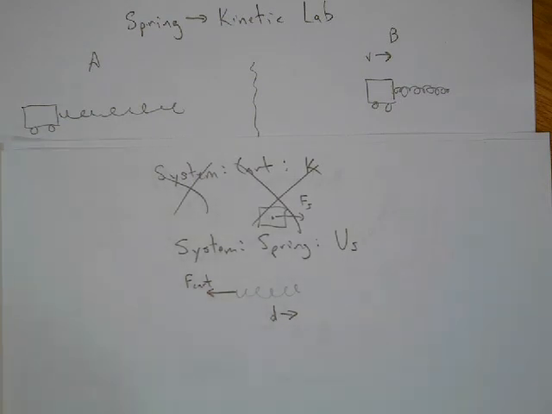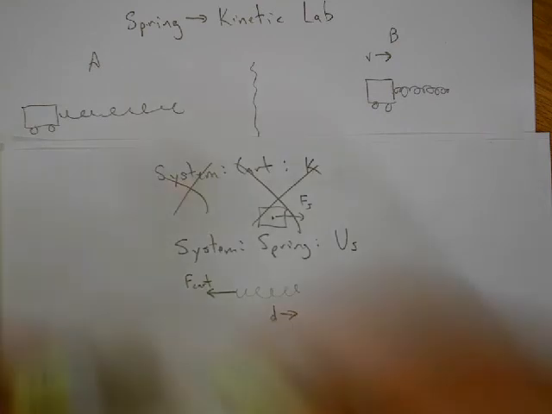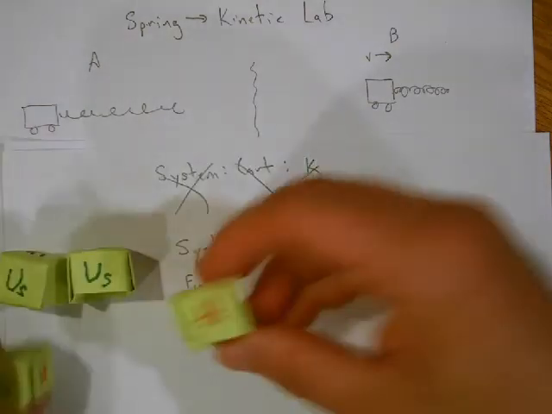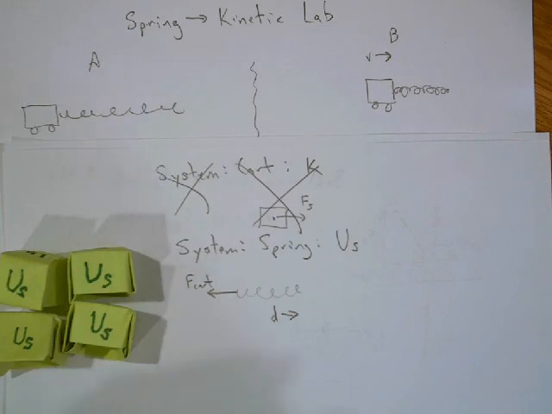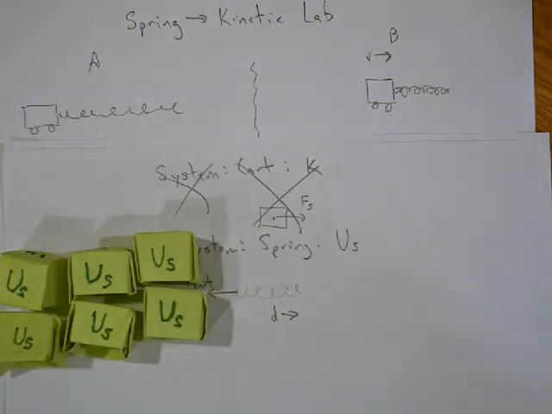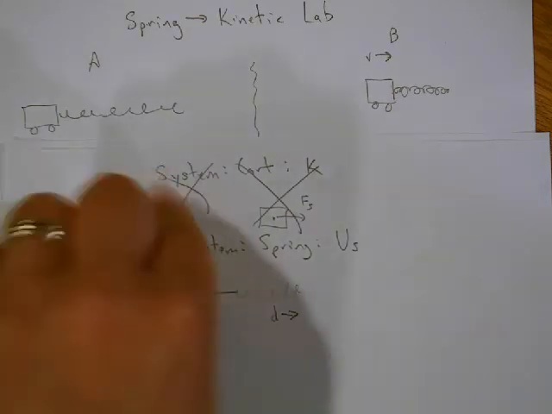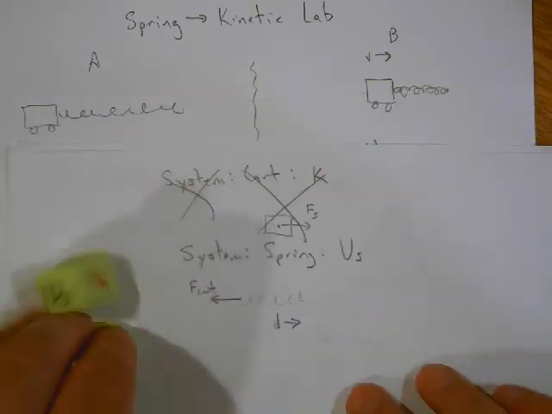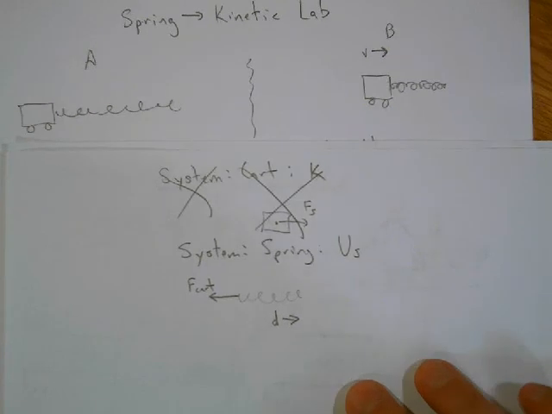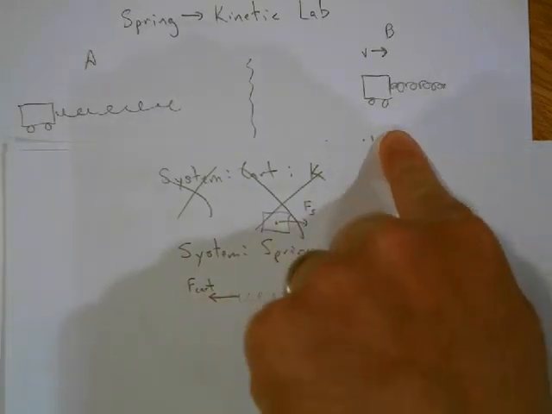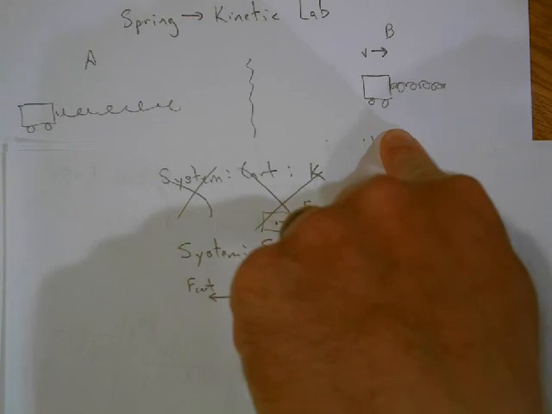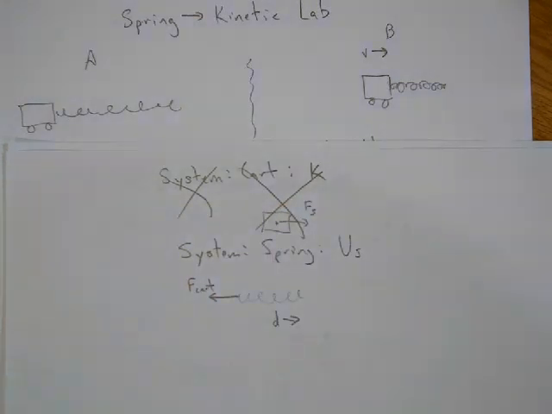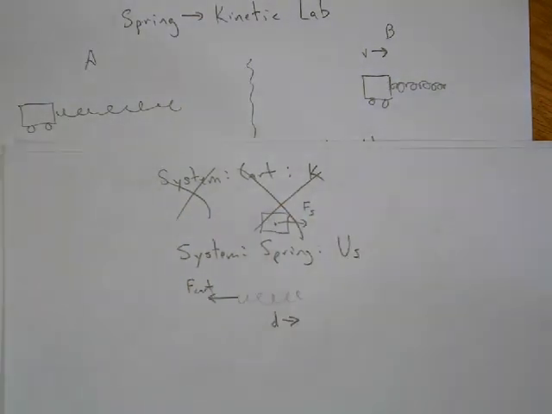So if my system is just the spring, I would start with US, because my spring is stretched. As this cart moves along, it is taking some of the US energy away, taking some of the energy away. And then when it gets to here, there's no more energy stored in it, which means that all that energy left my system. Why? Because this force did negative work.